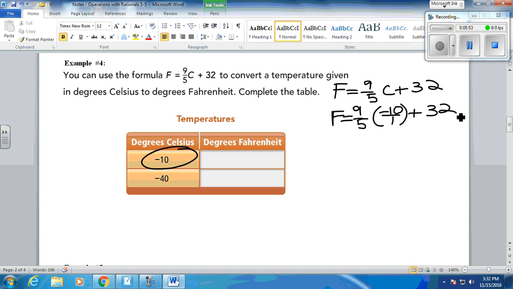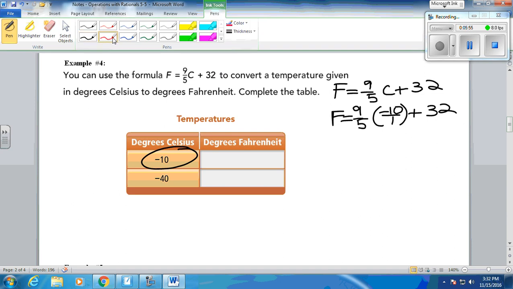Before I move on, I'm going to cross cancel. So I'm going to cross cancel with the negative 10 and the 5. Please be very careful here that this is negative 10 divided by 5, which will give you a negative 2. If you leave that negative sign off, you will get the wrong answer. And then 5 divided by 5 will give me 1. So I'm left with 9 times negative 2, which is negative 18, plus 32.